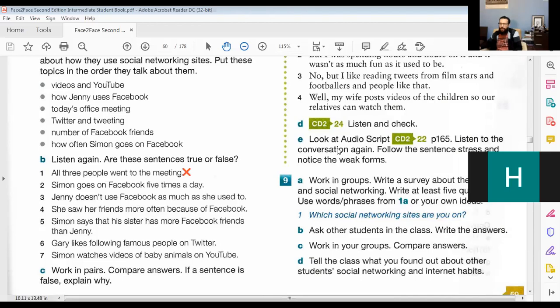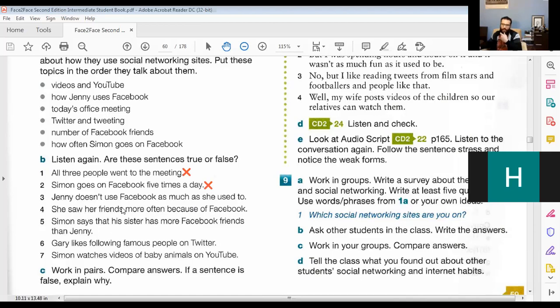I didn't listen to the first one. You didn't listen to the first part? Because Gary asked Jenny about the meeting. Okay, so what I remember, I don't know. Okay. And Simon, does he go on Facebook 5 times a day? No, more than 5 times, I think. More? So, 15. 15, I think. Yes. Okay.